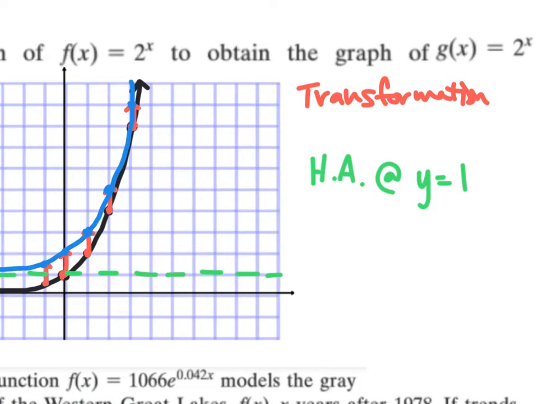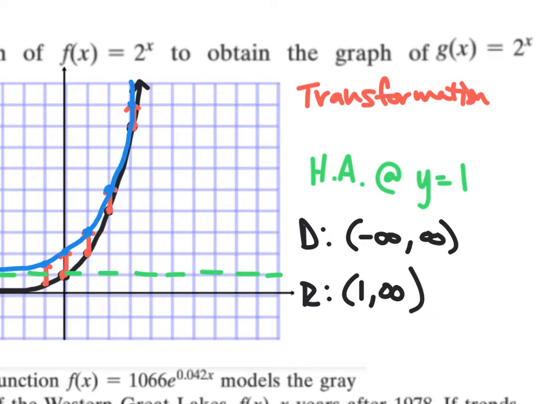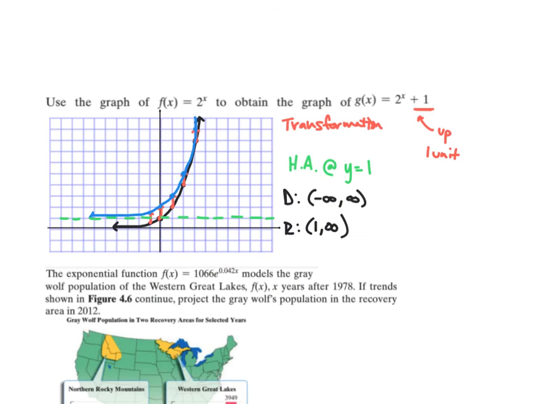Our domain for this function remains the same, negative infinity to positive infinity. And then our range is going to become 1 to positive infinity. And that's how that's affected. So nothing too crazy, but we just want to make sure that we graph these appropriately.